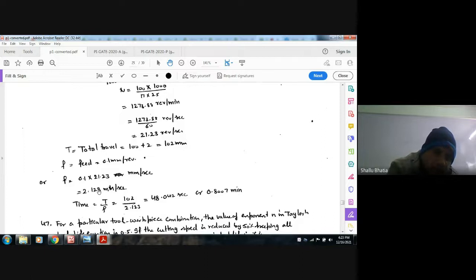Now this bore has to travel 102 mm length with the speed 2.123 mm per second. Now the time taken by this bore is distance by velocity, that is 102 by 2.123, that is 48 seconds or 0.8007 minutes.